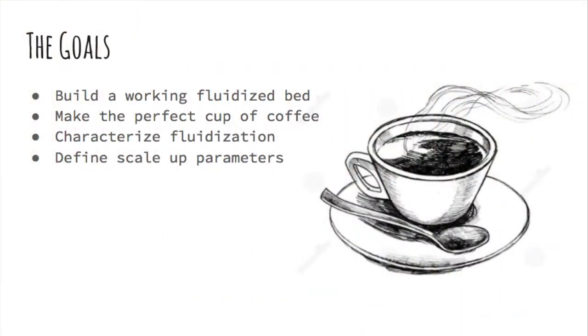Jumping right into the project, the team had 4 main goals that they wanted to achieve throughout this project. The first, of course, was we built a working fluidized bed that roasted coffee. The second goal was to make the perfect cup of coffee, which one of our teammates drank and enjoyed. The third was to characterize the fluidization, which we found was a Geldart D classification, giving us spouting flow. And finally, we wanted to define the scale-up parameters so that we could then take this onto industry and see how it would work.